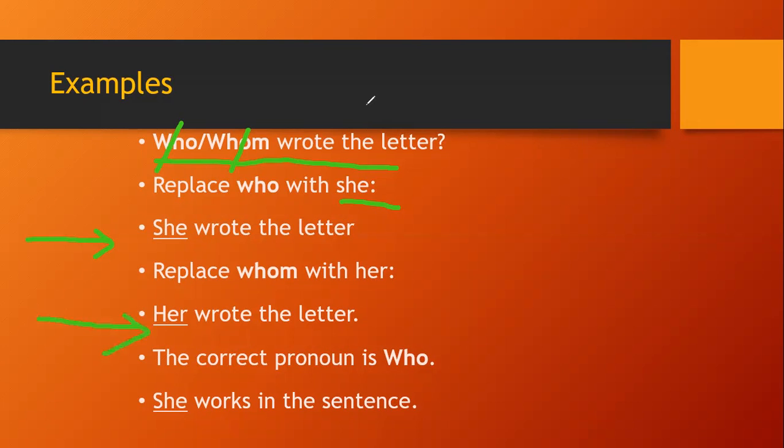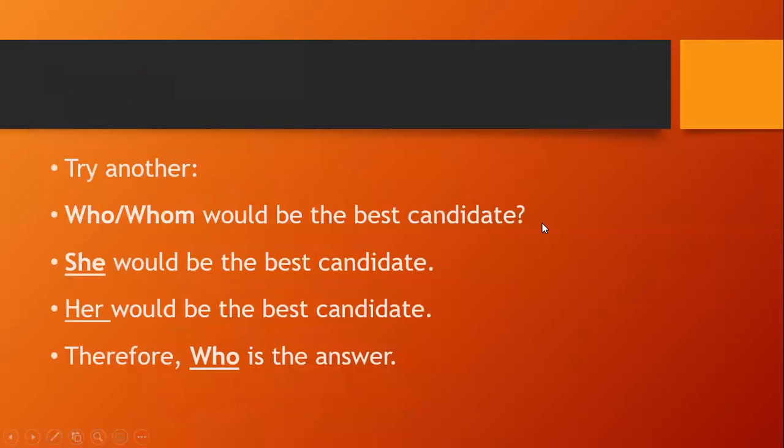Now if you read these two sentences, which one is sounding correct? She wrote the letter or her wrote the letter? Obviously, her wrote the letter is incorrect. That is not sounding correct. And she wrote the letter is sounding correct. So this is our correct sentence. And this she we have used instead of who. So the correct pronoun would be who, because she works as the subject in the sentence. So our sentence would be, who wrote the letter.